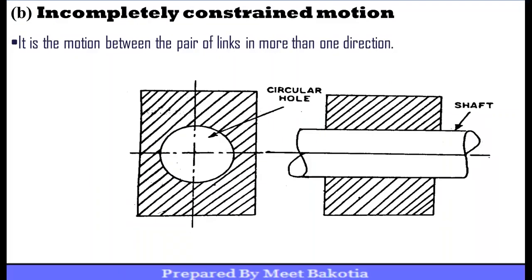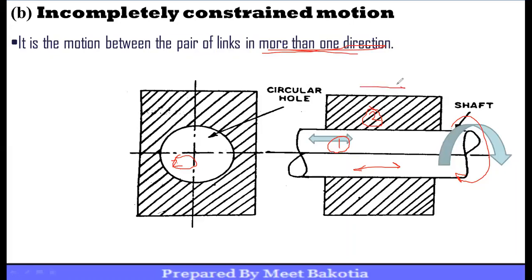For example, you can see this diagram, right? A circular bar, this is my circular bar with respect to a circular hole. This is my circular hole. So you can see this shaft can reciprocate also and it can rotate also. Two motions are there, more than one direction, right? The motion is happening in more than one direction. It will reciprocate and it will rotate. So this is an example of incompletely constrained motion.